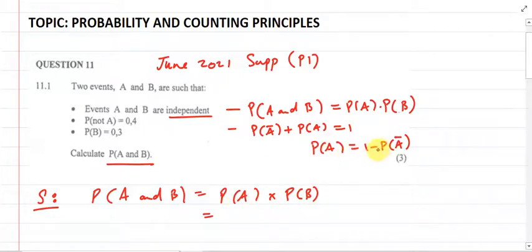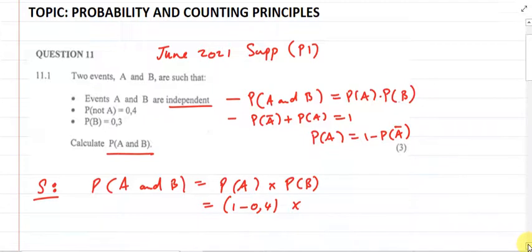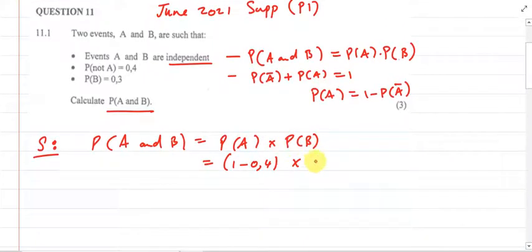Now the probability of A is 1 minus the probability of not A. You can use this bar on top of A to represent not. So the probability of A is 1 minus 0,4, times the probability of B, which is 0,3. Then you get 1 minus 0.4, which is 0,6, times 0,3. If you use your calculator, 0.6 times 0.3, you should get 0,18.